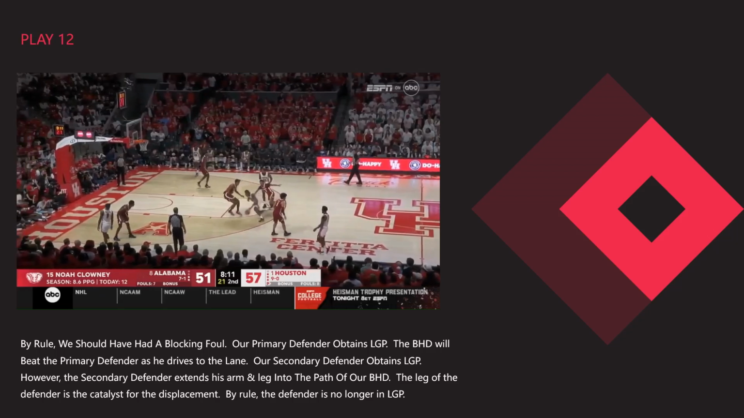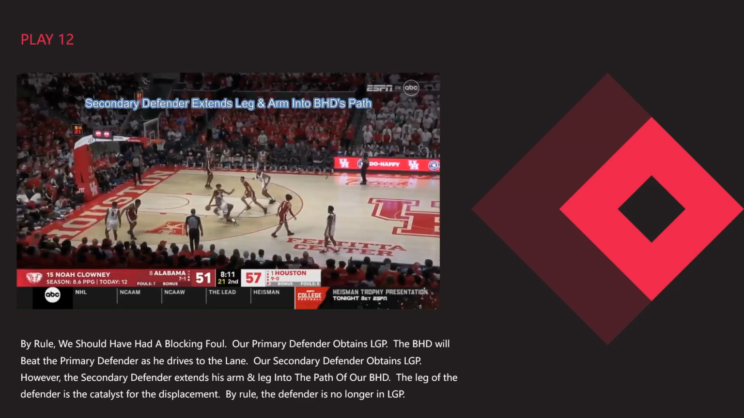As this play continues, we will see that our secondary defender extends his leg and arm into the ball handler dribbler's path. Legal guard position can be maintained as long as no part of the body extends into the path of the opponent such that it causes illegal contact.